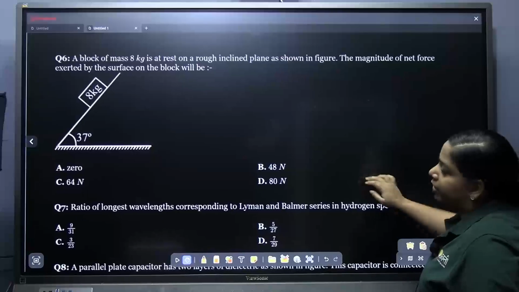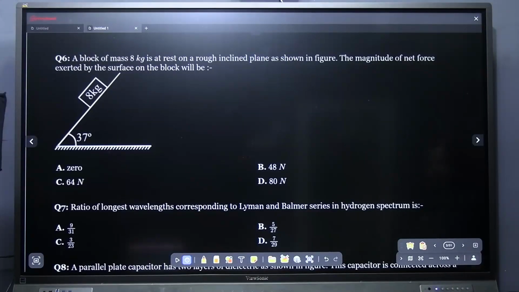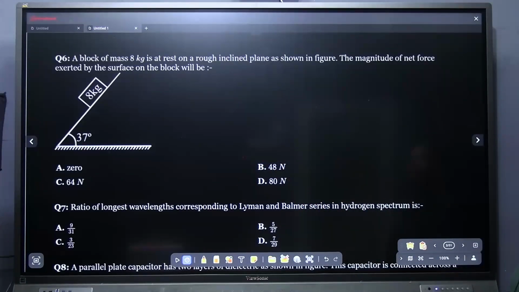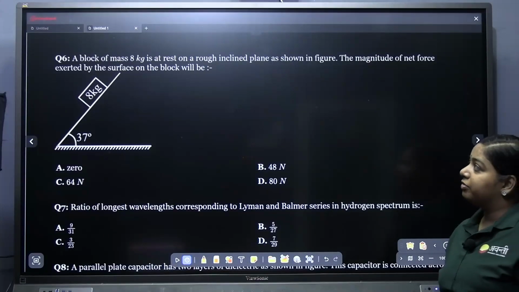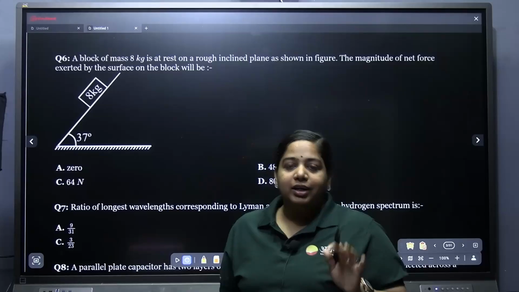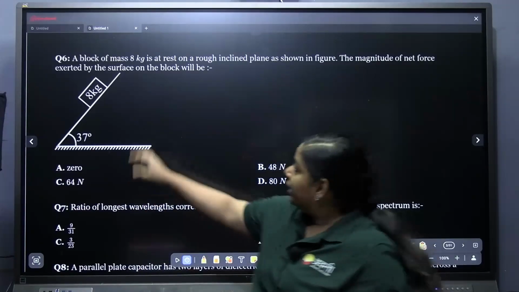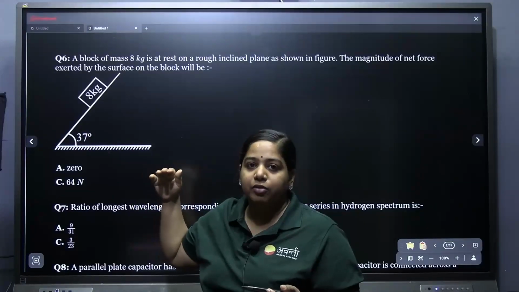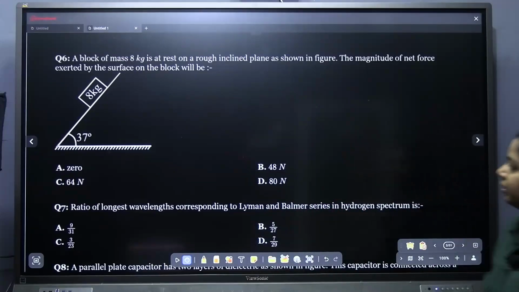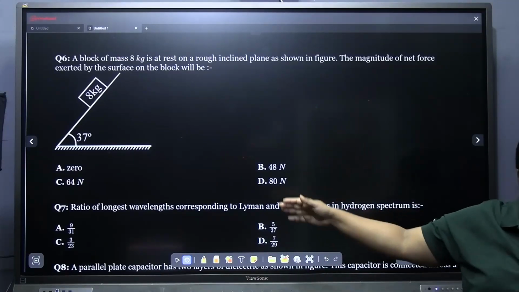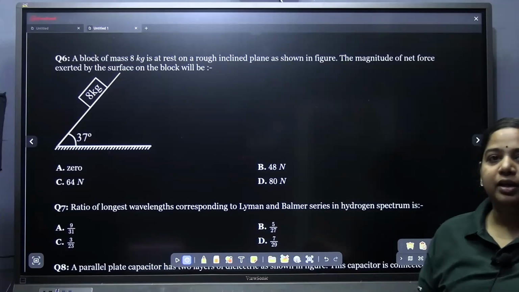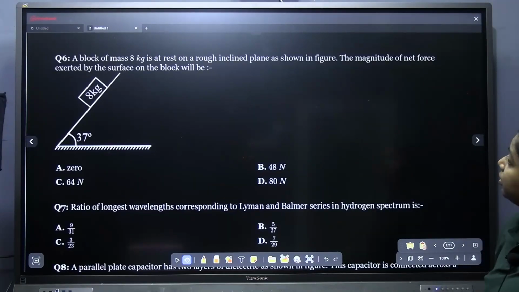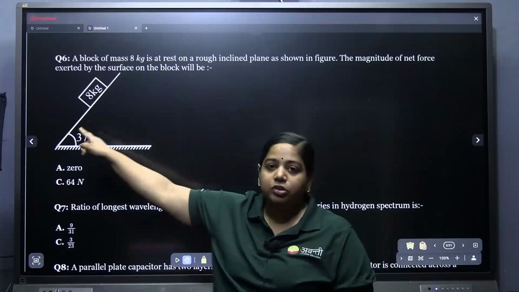This one. Okay, so we learned about free body diagrams. We have to apply that here. A block of mass 8 kg is at rest on a rough inclined plane as shown in the figure. The magnitude of the net force exerted by the surface on the block will be? What are the forces acting on it? They are saying it is just sitting there. So all forces acting on it will be what? If it is not moving, all the forces acting on it will be cancelling each other, right? So if you are talking about net force, it will be 0.